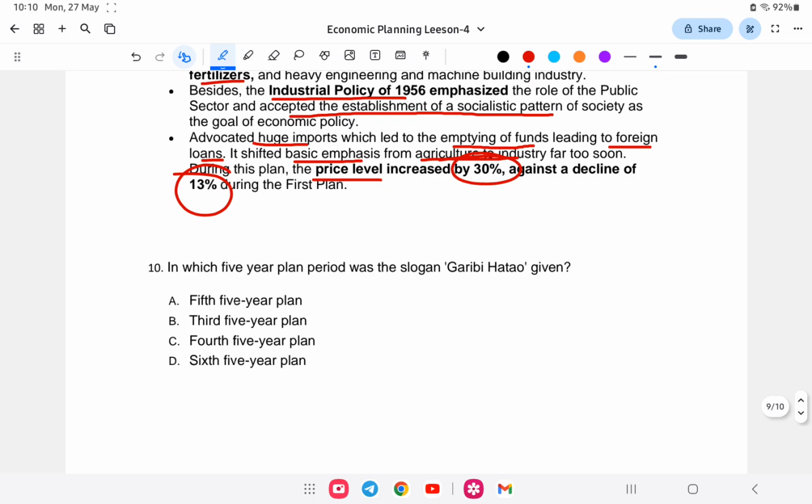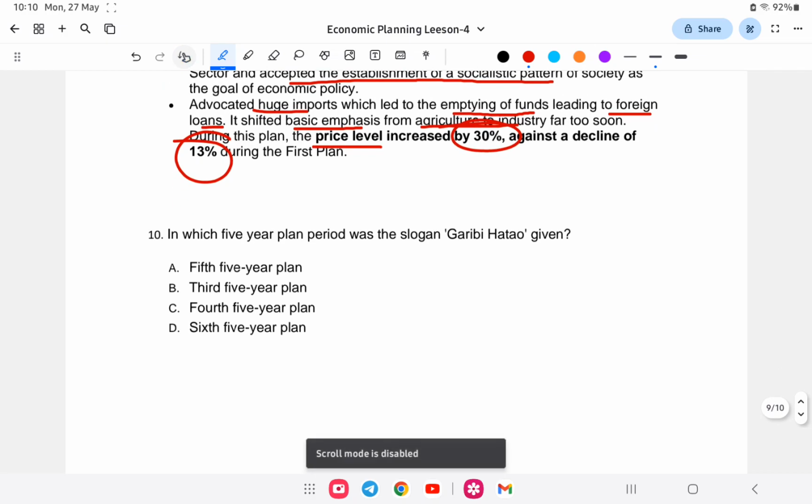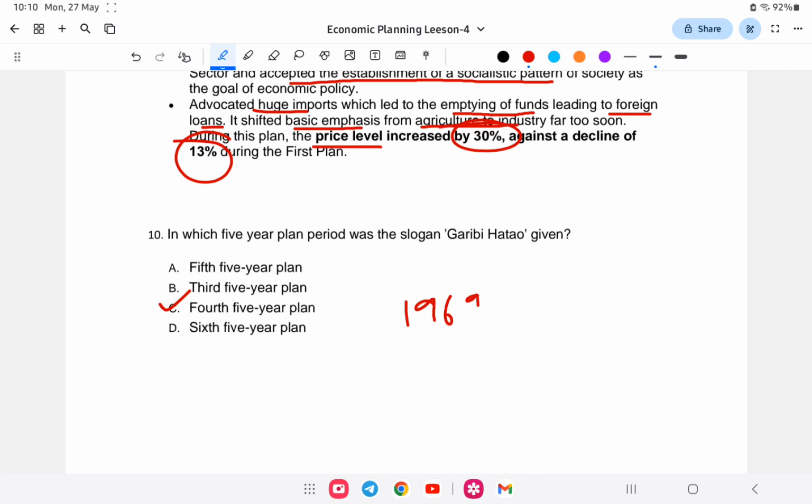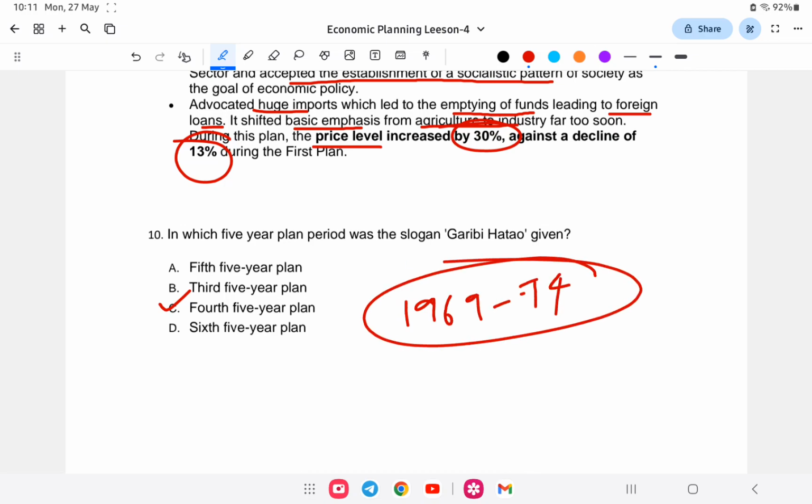The next question is, in which 5-year plan was Garibi Hatao done? That is the fourth 5-year plan from 1969 to 1974 under PM Indira Gandhi. So with this, the video on economic planning has been completed.